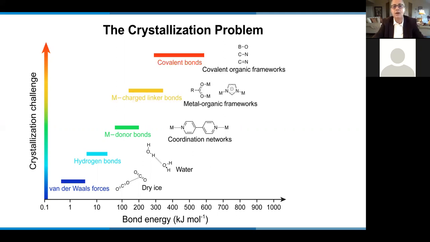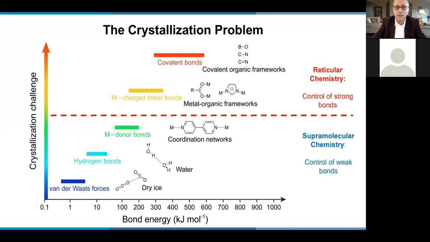So for MOFs, going to a charged linker increases your bond strength, and therefore the challenge to crystallization is much higher. It's even higher with the COFs. But I showed you methods for overcoming these challenges and elaborated on those. And thus really was the birth of reticular chemistry. It's the control of the strong bond, as supramolecular chemistry is control of the weak bond.